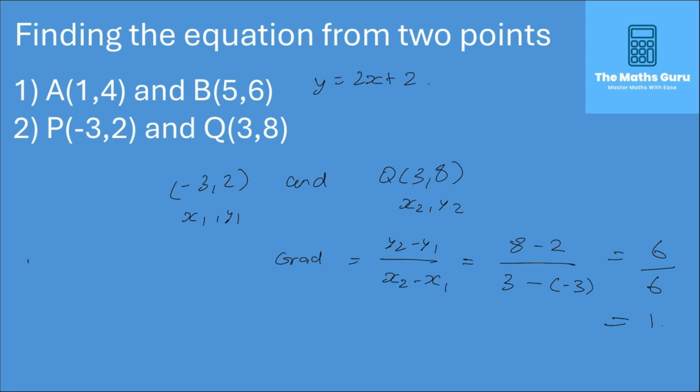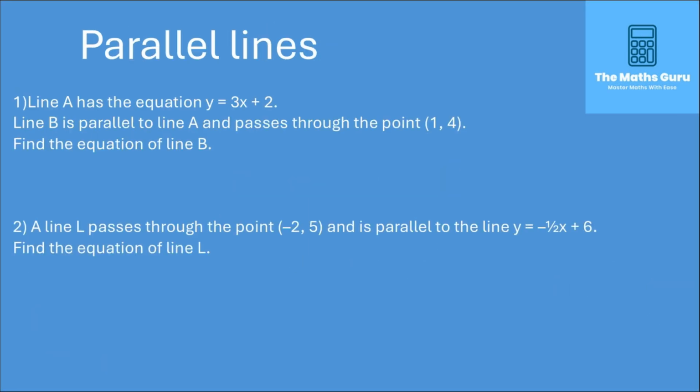So our format is y equals x plus c. Plugging in our values, I'm going to choose 3 and 8 just because they're both positive. We get 8 is equal to 3 plus c, and c is therefore equal to 5. So our equation of this line is y equals x plus 5. Hopefully that makes sense to you guys.